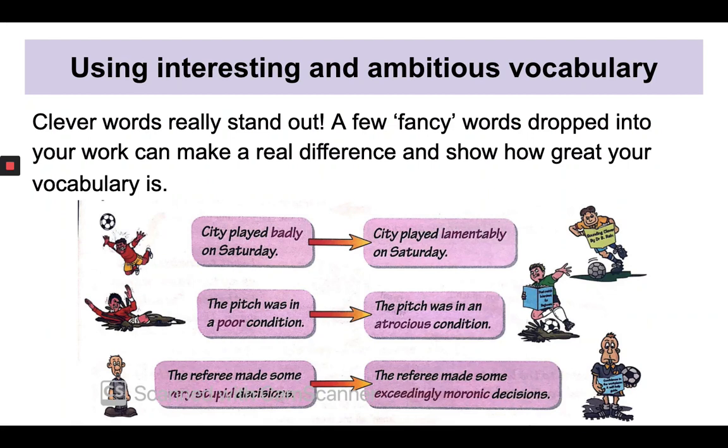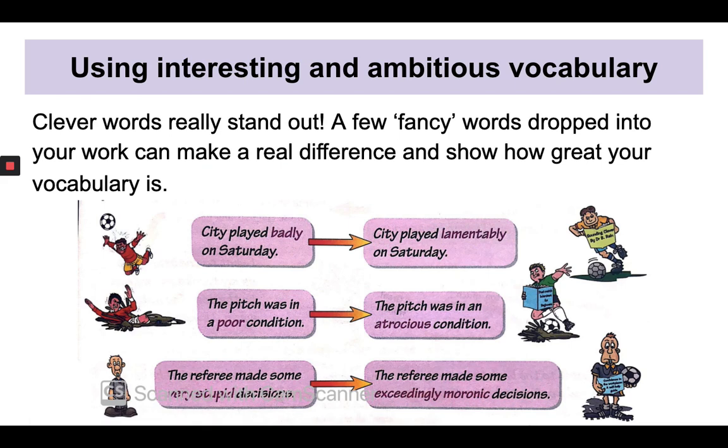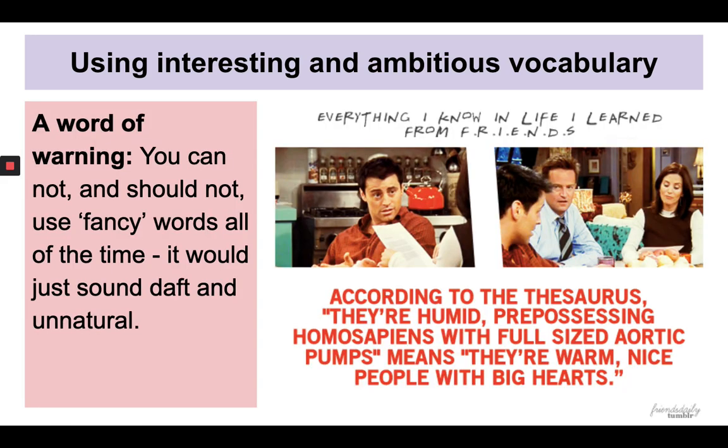And then the last one here, sorry you can't see this: the referee made some very stupid decisions. Again, we want to try to avoid the word very, but you can say the referee made some exceedingly moronic decisions. That tells us a lot more about the referee, that they didn't know what they were doing. They were really, really dumb in their decisions throughout. So think about your adverbs and your adjectives and your adjective phrases, and really avoid that word very.